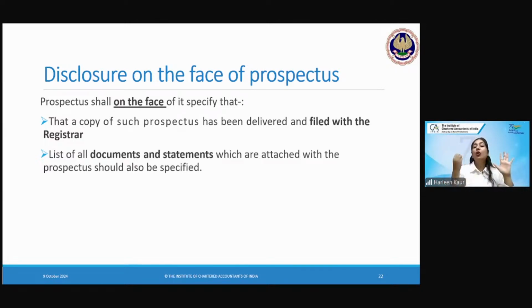Number 1, that the copy of prospectus has been delivered and filed with the ROC. And number 2, all the documents and statements which are attached shall be specified. Whatever documents and statements you're going to attach with the prospectus, you shall specify all that list of documents, and you should specifically tell them on the face of the prospectus that the copy of this prospectus has already been delivered and filed with the ROC.